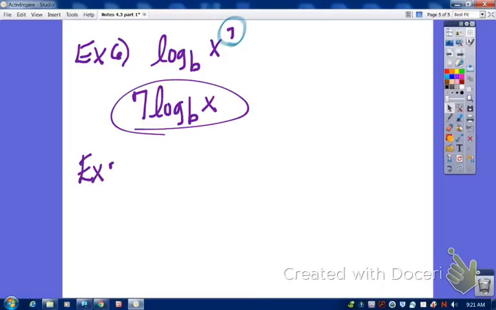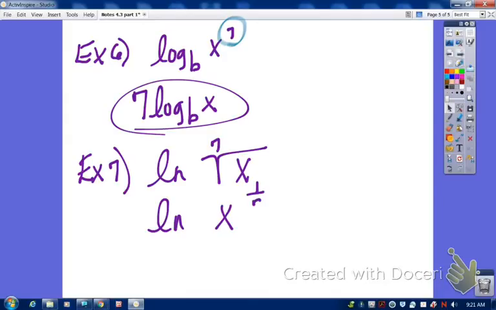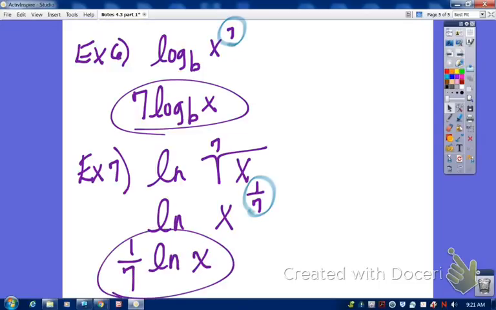In example 7, what do we know we need to do right off the bat? Yeah, radicals and logs do not get along. So what exponent would be the same as taking the 7th root of x to the first power? 1/7. So let's rewrite that problem as ln of x to the 1/7. Then 1/7 is your power. So we're going to use our power rule. We're going to bring the 1/7 out in front of the log, and we're going to multiply it times the log. So we're going to get 1/7 times ln of x. And we can't evaluate ln of x with our calculator, so we leave it just like that.